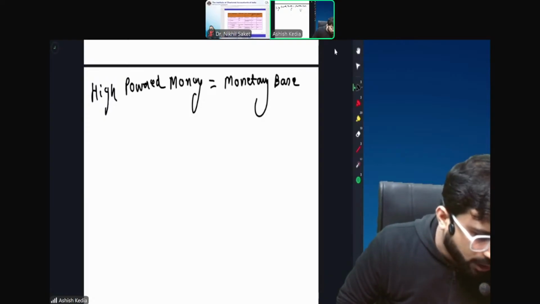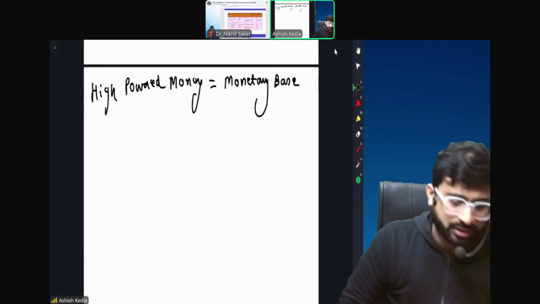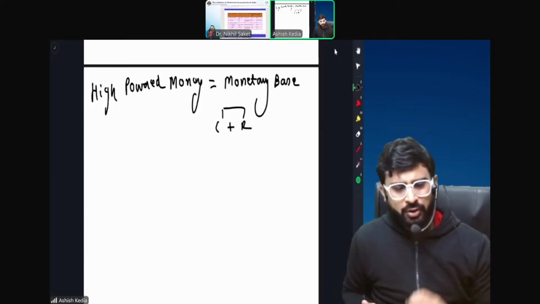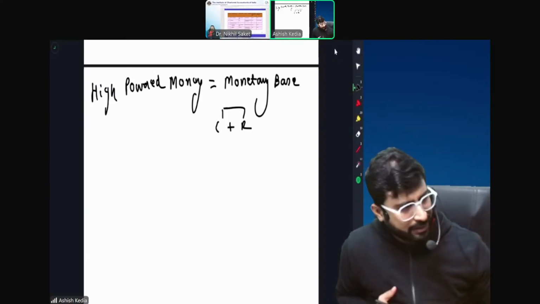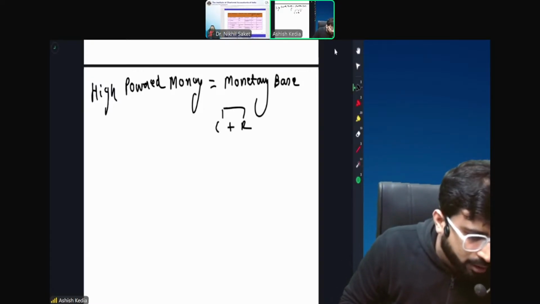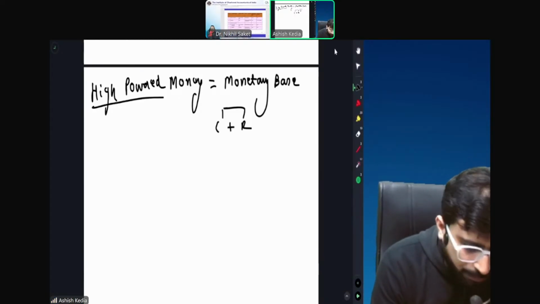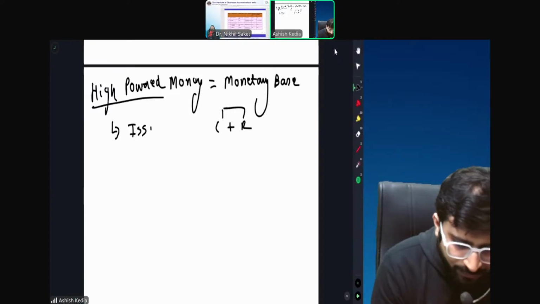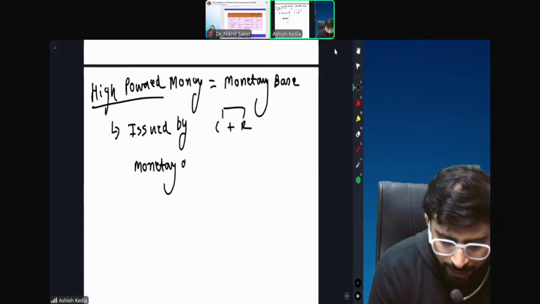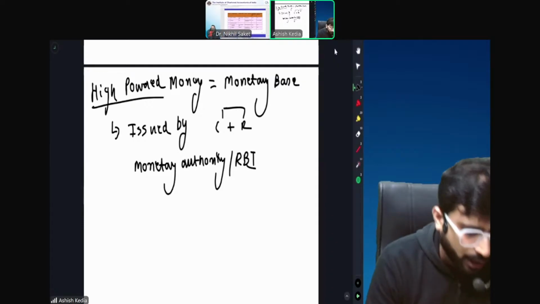Sir, next question is, how do we compute this? See, as far as high powered money or reserve money is concerned, it is currency with banks plus other reserves. So that is very simple. Currency held with public and other reserves with RBI. So the calculation is very simple. But remember, if you are talking about monetary base, then you have to understand that it is the money that is issued by monetary authority. Obviously, when I say monetary authority, I mean RBI, right?